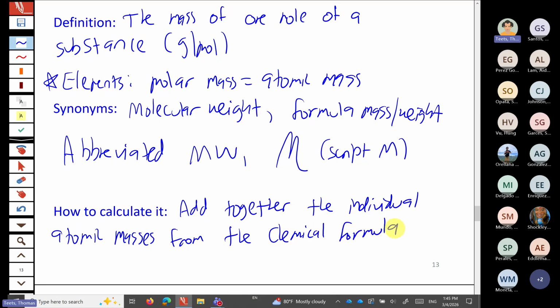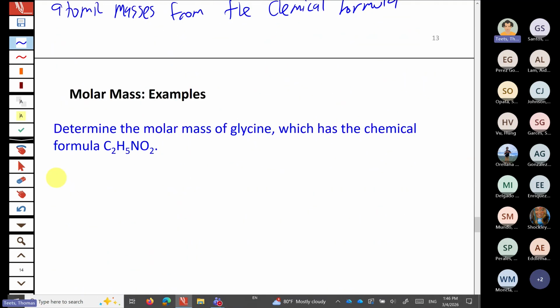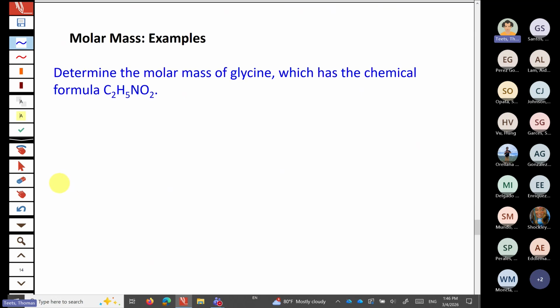The chemical formula tells you all the elements that are present, and it also tells you how many of each of them are in that formula. So both of those together allow you to add up all the contributions from the individual atoms and get a molar mass for the whole compound. Let's start with an example of how we do this. If we have glycine, which is the simplest amino acid, later on when you take biochemistry, you'll most likely learn all the amino acids, and this is the simplest of them. The formula for glycine is C2H5NO2, and we want to know what the molar mass is.